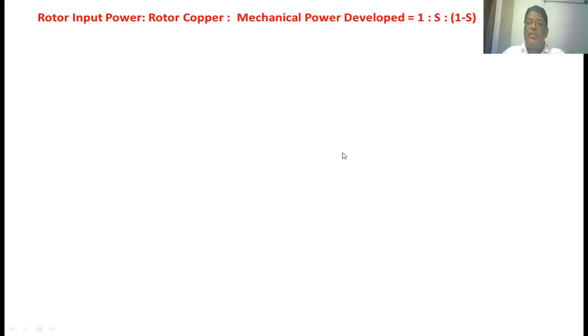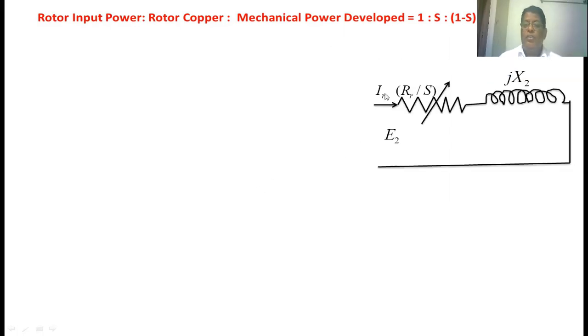To derive this condition, we have taken this circuit diagram of a rotor circuit which is operating at a stator frequency, nothing but supply frequency. E2 is nothing but the per phase rotor voltage at standstill condition, whose frequency is the stator frequency, that is equal to supply frequency. That's why we are saying the circuit is operating at supply frequency. The circuit is carrying a current of IR. This is the variable resistance, its value is RR by S. This is the leakage reactance of the rotor, that is jX2.